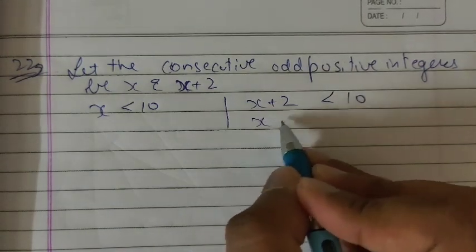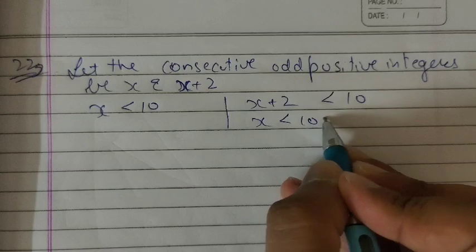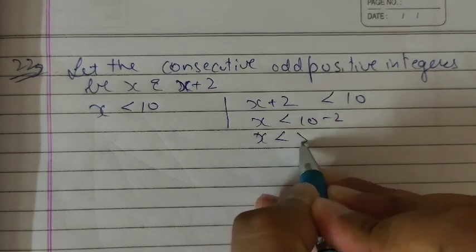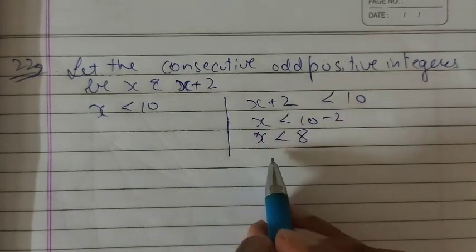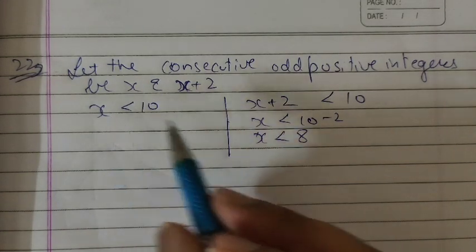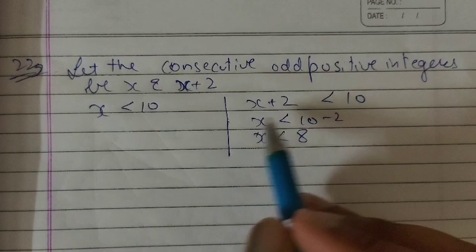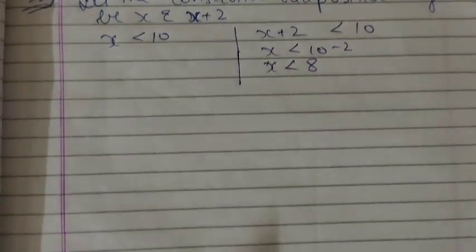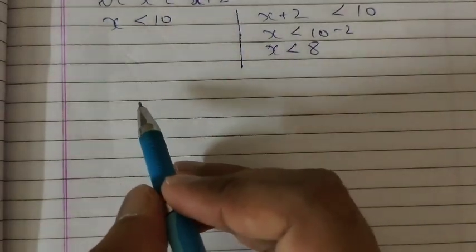This implies x is lesser than 10 minus 2. So x is lesser than 8, right? So x is lesser than 8, x is lesser than 10. So two conditions we have, so we'll follow this one only. x is lesser than 8, right?